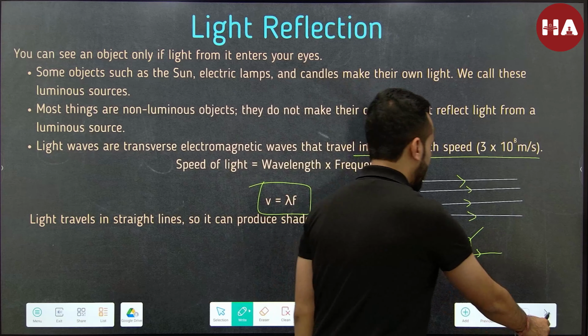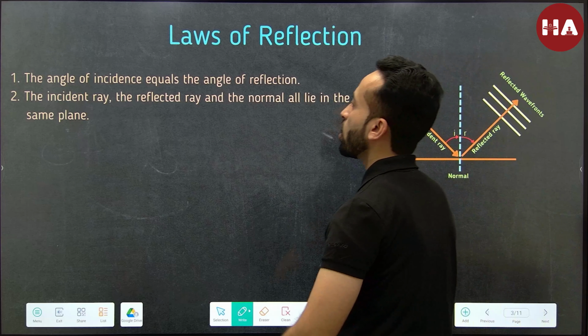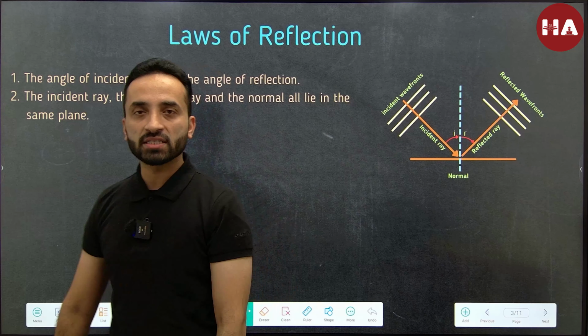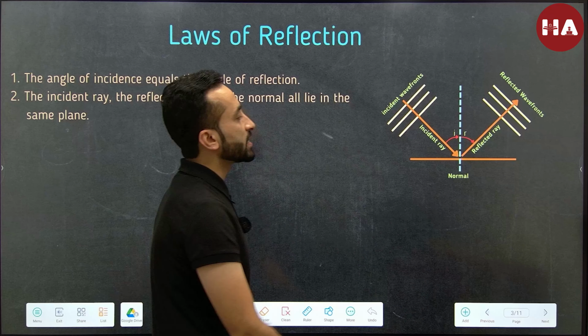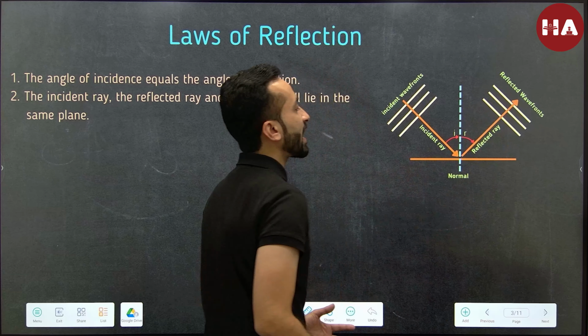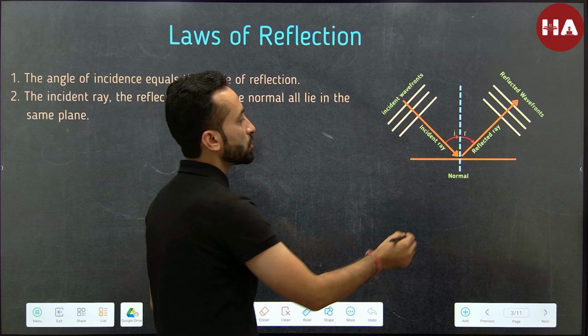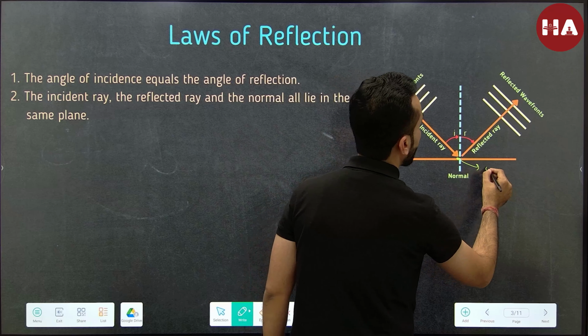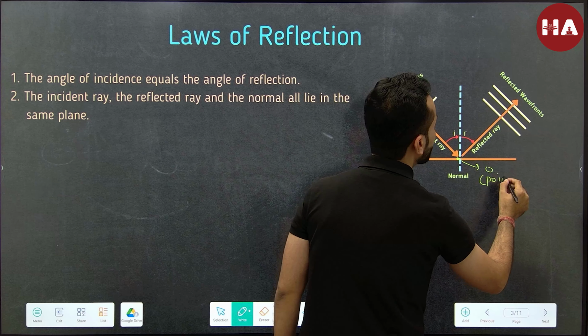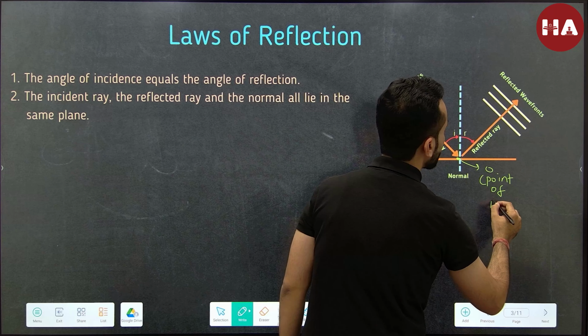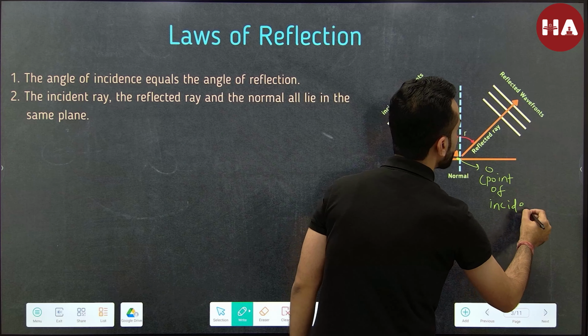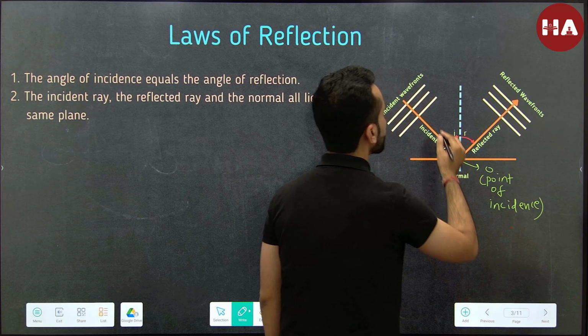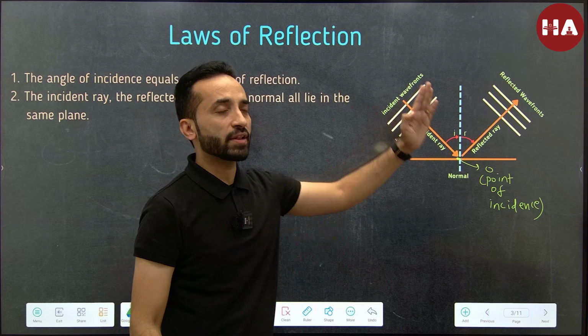Right, students? So, the next thing, very quickly, laws of reflection. We have talked about it. The angle of incidence is equal to the angle of reflection. This is the normal. This point is referred to as the point of incidence. What do we call this? Point of incidence. While this is the incident ray, this is the reflected ray.